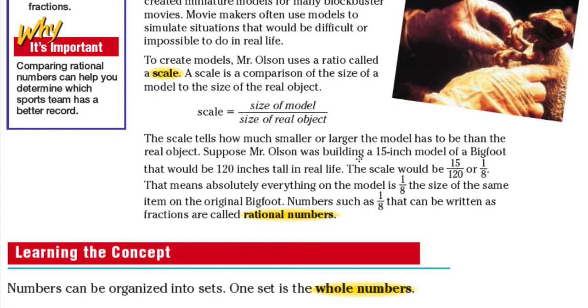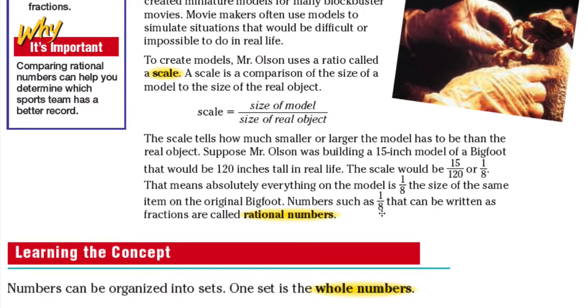Suppose Mr. Olson was building a 15-inch model of a Bigfoot that would be 120 inches tall in real life. The scale would be 15 to 120. The model size will be 15 inches tall, and the real life would be 120. If we reduce that to simplest form, it's going to be 1 over 8. That means absolutely everything on the model is 1/8 the size of the same item on the original Bigfoot.